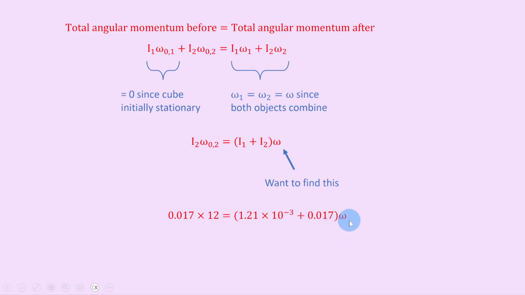And then to get omega on its own, we need to divide both sides by this term here, so it becomes omega equals 0.204 for this left hand side, divided by 1.821 times 10 to the minus 2, which is this term here, and putting that into your calculator gives you the final answer of 11.2 radians per second.